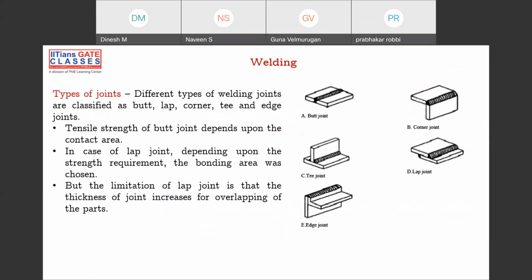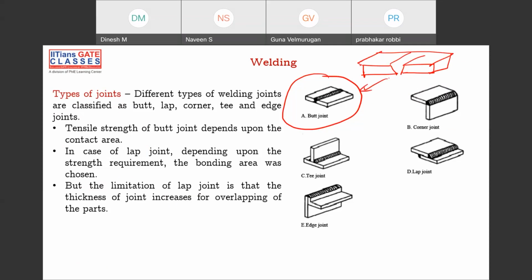And these are the different types of joints, and you'll be seeing these joints in your machine design as well. That is, this is your butt joint. What is butt joint? You have two different plates like this, and you're trying to join them, right? And this is what is your butt joint. Parallel, side by side, you're placing your plates, and then you're making some groove, and then you're filling it. That is what is your butt joint.